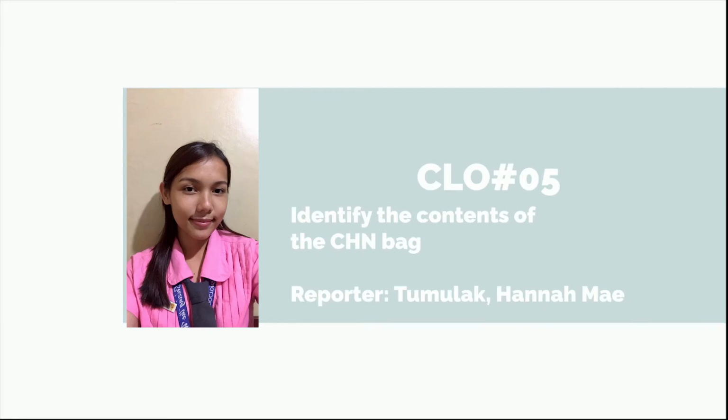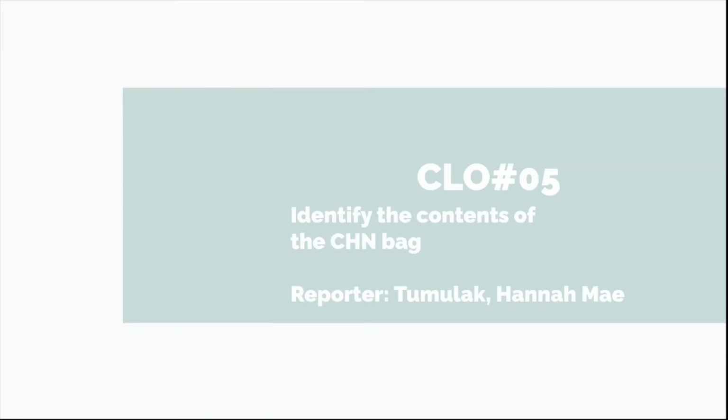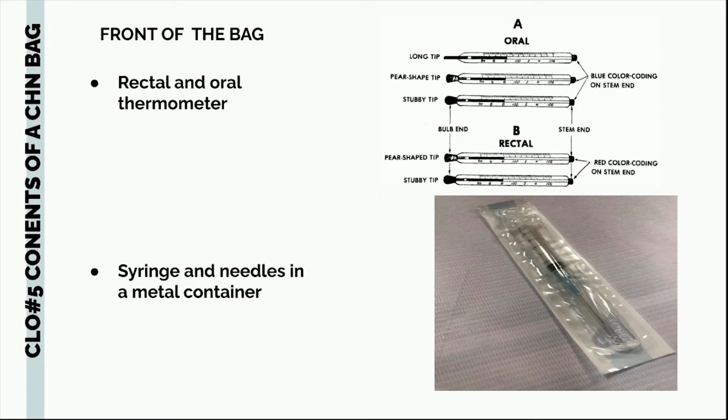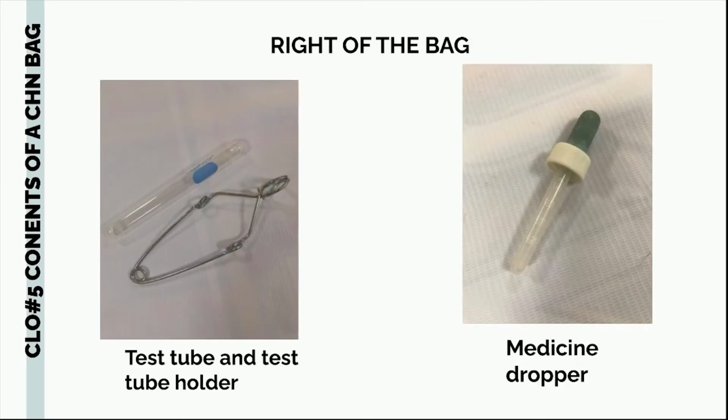CLO number 5. Identify the contents of the CHN bag. Here is a picture of how a CHN bag looks. The contents are rectal and oral thermometer, syringe and needles in a metal container. You need 3 cc's and 5 cc's for the immunizations. Test tube and test tube holder, this is for the Benedict's test. The medicine dropper is used for putting the Benedict solution into the test tube.